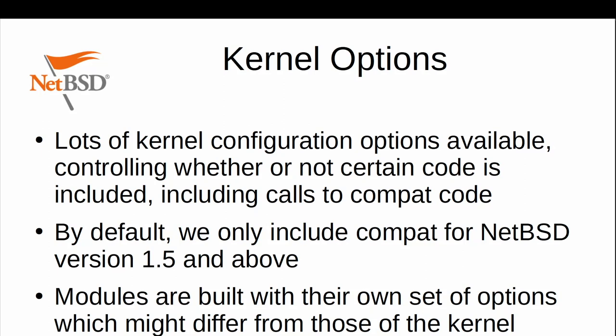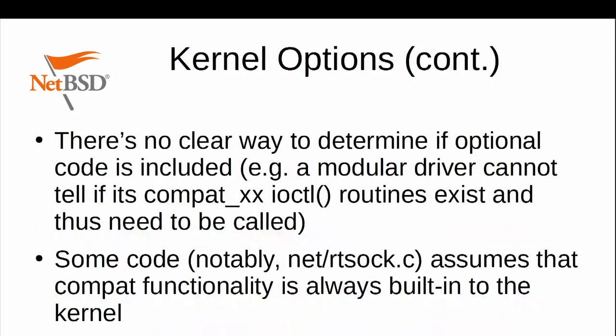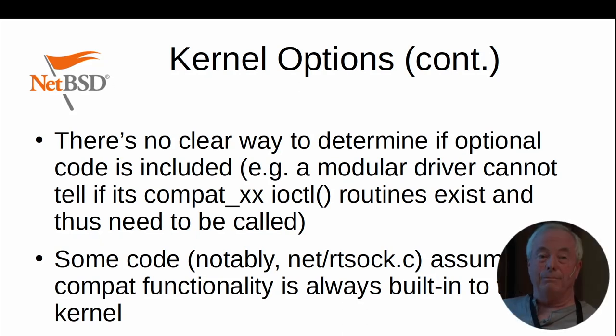So anyways, compat modules have their own copy of those macros to define which code gets built in. Gotta keep them in sync. And there's no clear way to find out whether the optional code was included. In the example I had before where the RTSOC code changed, there was no way for the current version of the RTSOC code to determine if it even needed to try to look for the 5.0 compat code or the 6.0 compat code. It just didn't know. So, it made it really nasty. You don't know if code's there, but you gotta call it if it is. And that RTSOC code basically always assumed that the code was built into the kernel, didn't bother checking.